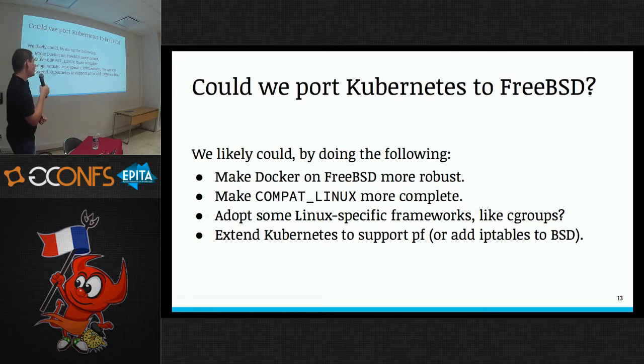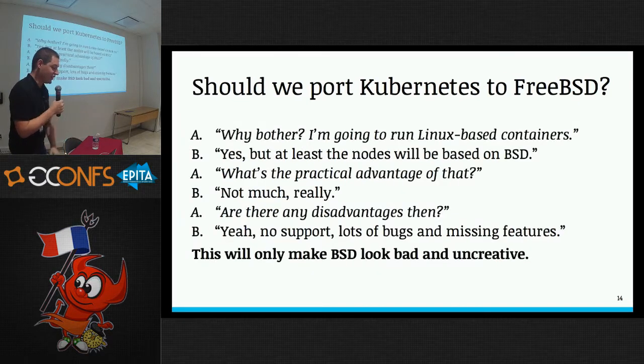We could maybe even adopt some more Linux-specific frameworks like cgroups to make resource limiting and network policies work. We could also maybe extend Kubernetes to support PF instead of iptables to do the networking. So there's a whole bunch of options, a whole lot of things we can do to make Kubernetes work on FreeBSD. But, next slide: should we port Kubernetes to FreeBSD? Well, consider this discussion. Somebody from the Linux world says, why bother? I'm going to start up Linux-based containers anyway. Well, then your answer would be, yes, but at least our cluster is based on FreeBSD, which is awesome.